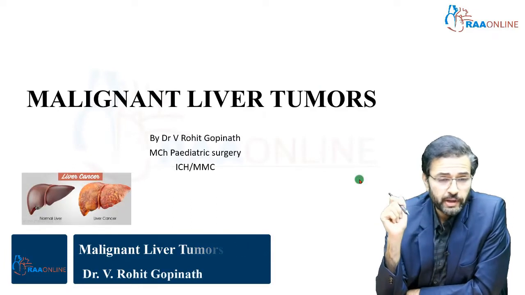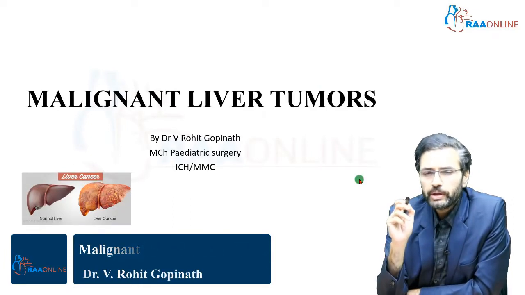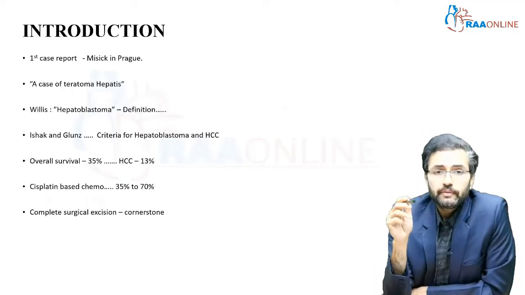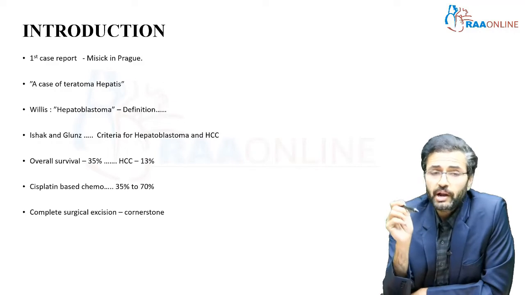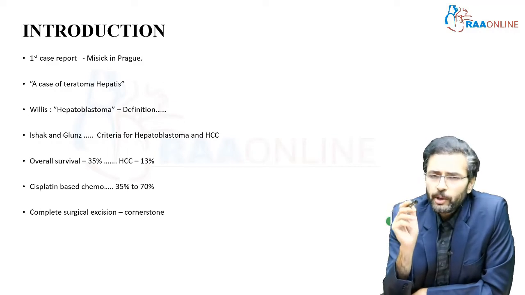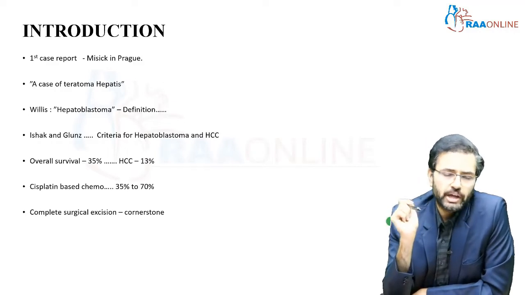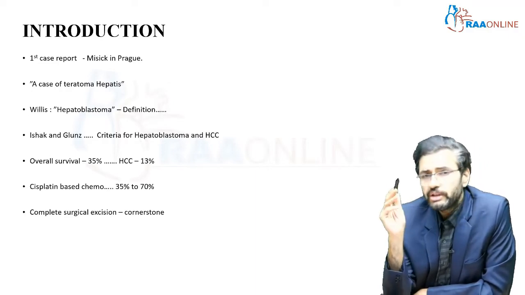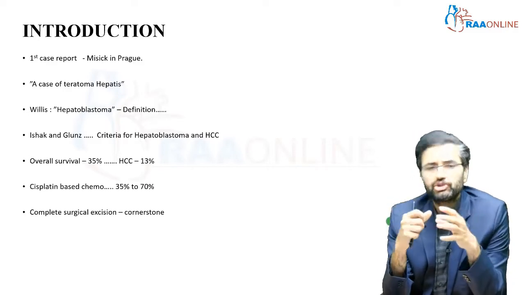I am Dr. Rohit Gopinath, and today we'll be talking about a very important topic in pediatric surgery, malignant liver tumors. The first case report of a malignant liver tumor was by Misik in Prague, wherein on an autopsy of a 6-week-old child who died because of respiratory distress, he found that the liver was grossly enlarged and had a mass lesion within it.